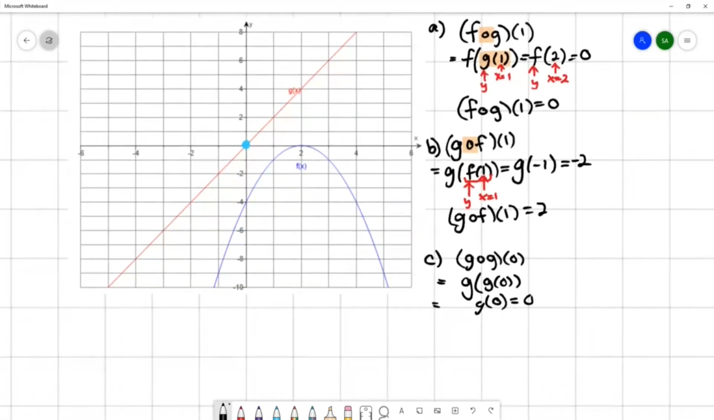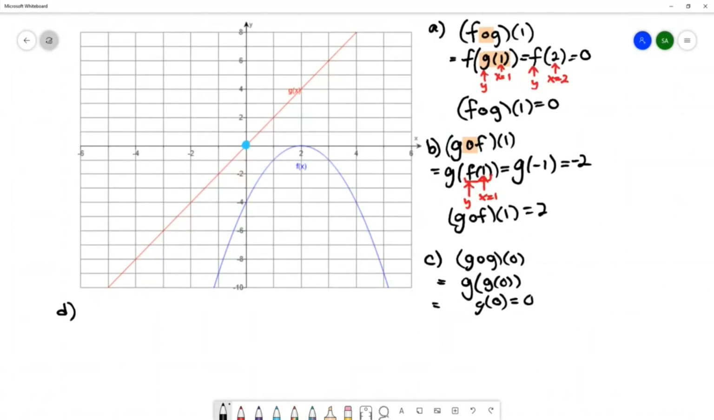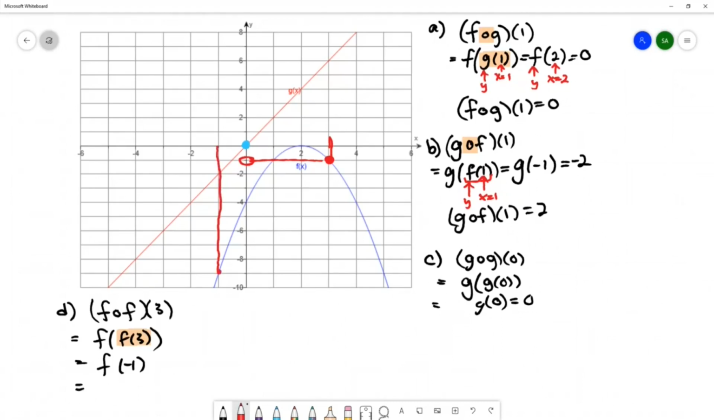Let's zoom out so we can see all the parts. We're going to do part D, which is f composed with f of 3. We'll start by rewriting this as f of f of 3. So I'm going to start by looking for f of 3. I start with an x of 3. I'm looking for where that is on the graph of f, and the y value there is -1. So f of 3 is -1. And I need to find f of -1. Here's an x of -1. I'm going to find where that x of -1 is on the graph of f, and that is at -9. So f composed with f of 3 is -9.